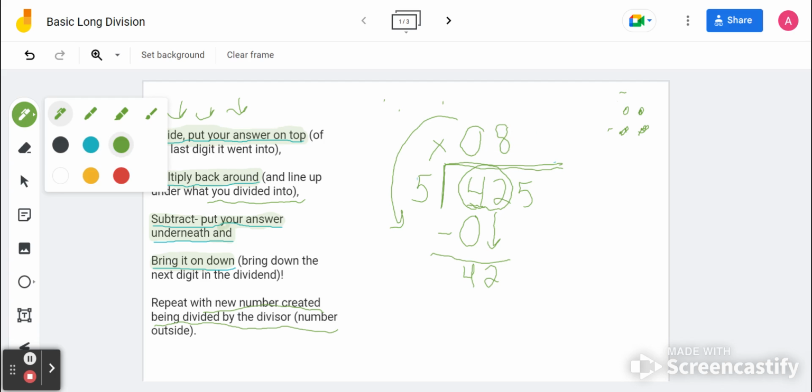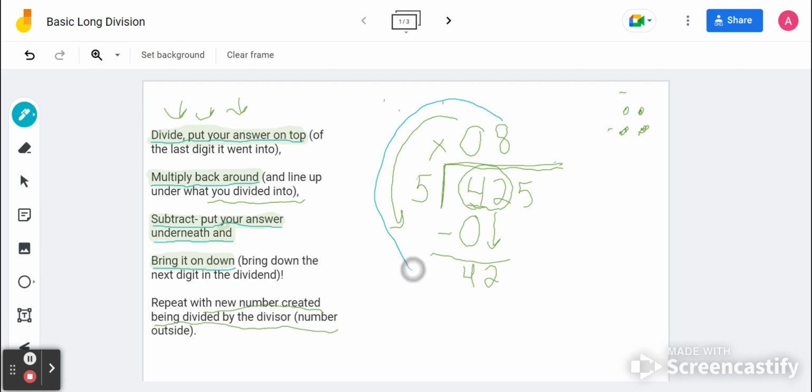I'm going to switch colors so that we can see when we multiply around. So now our new digit 8, multiply back around. We're going to multiply that back around the outside. 8 times 5, and we just did that, we got 40. Line up under what you divided into. So I'm going to line it up like this. Subtract, put your answer underneath and bring it on down. So I'm going to subtract. The difference is 2. And I'm going to bring down my next digit of 5.